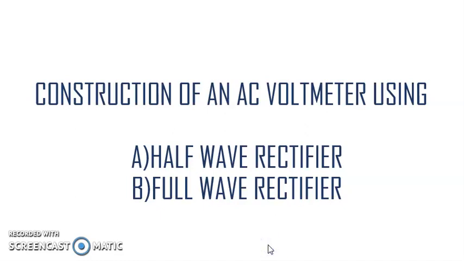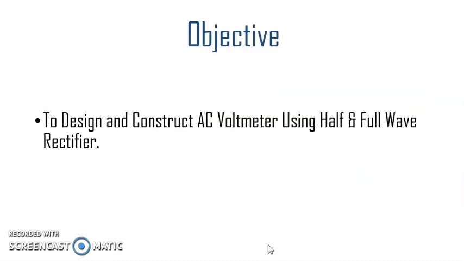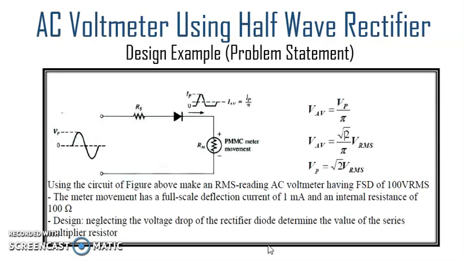Bismillah Rahman Rahim. This is lab number 8, construction of an AC voltmeter using half wave rectifier and full wave rectifier. So our objective is to design and construct an AC voltmeter using half and full wave rectifier. We'll first of all go through the design and construction of an AC voltmeter using half wave rectifier.